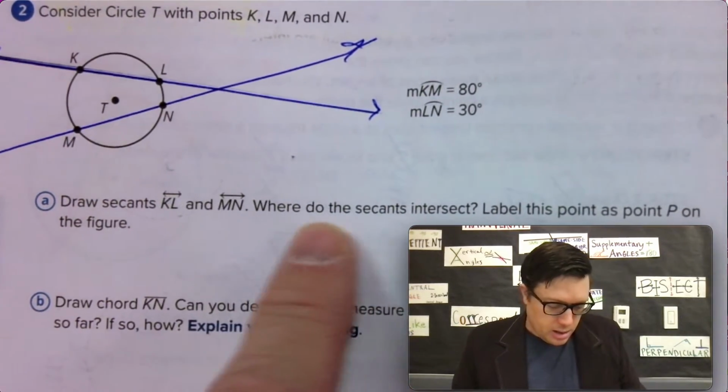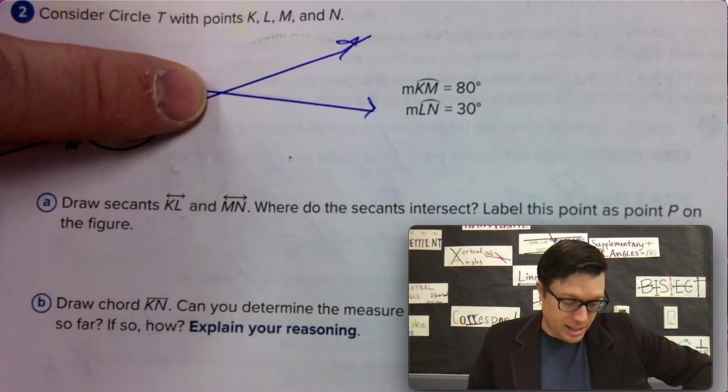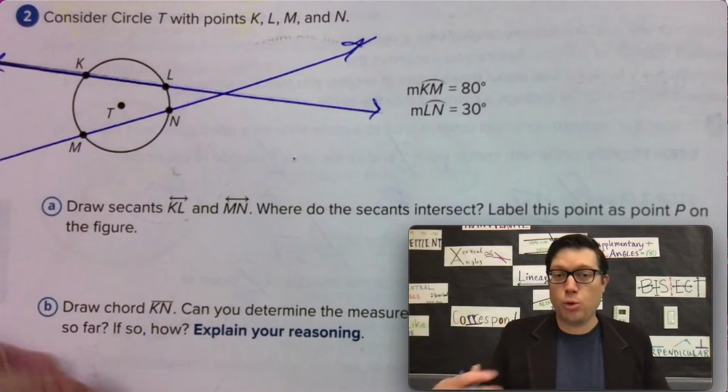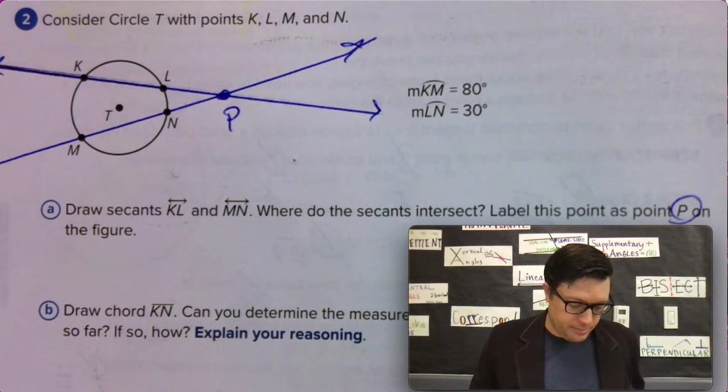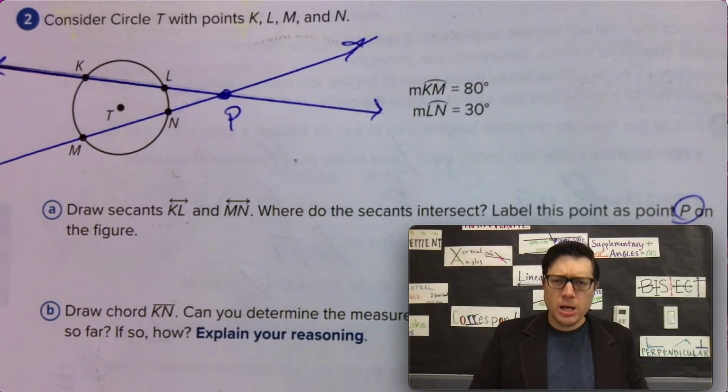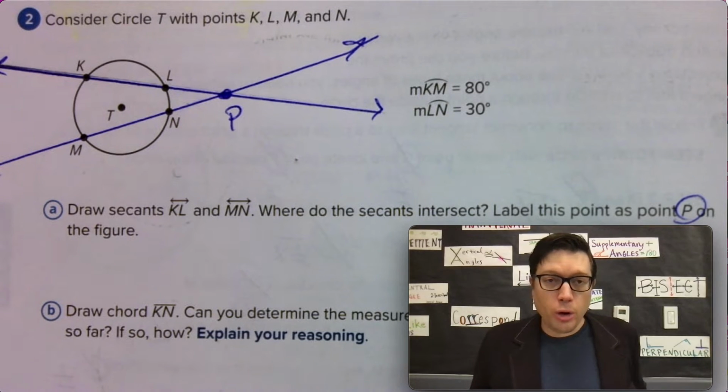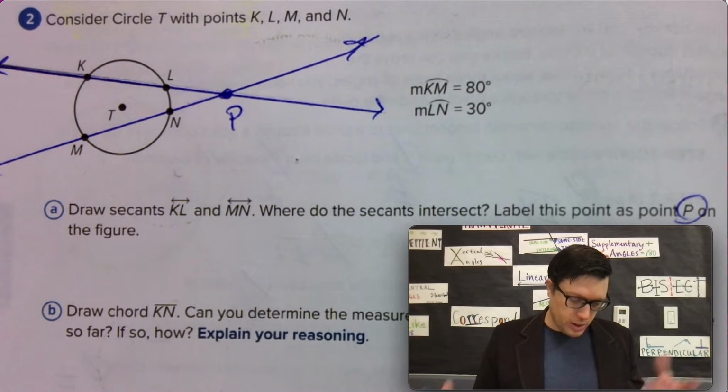Then it says, where do the secants intersect? That's clearly right here. So we're going to label this as point P. Okay, point P right here. The goal from this point on is to interpret what's happening, right? Now I'm going to part B.